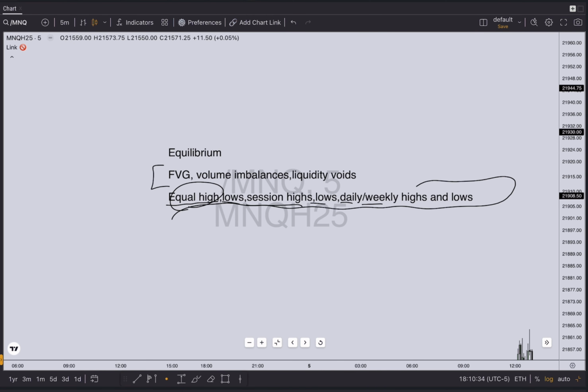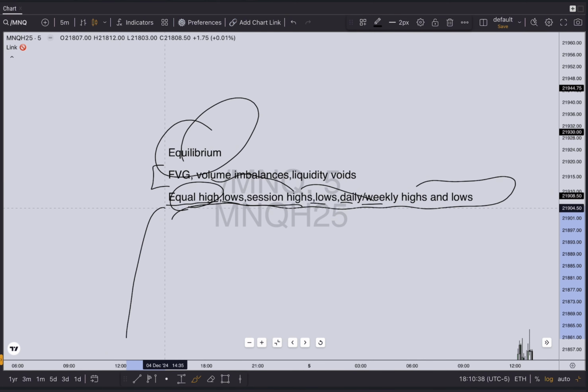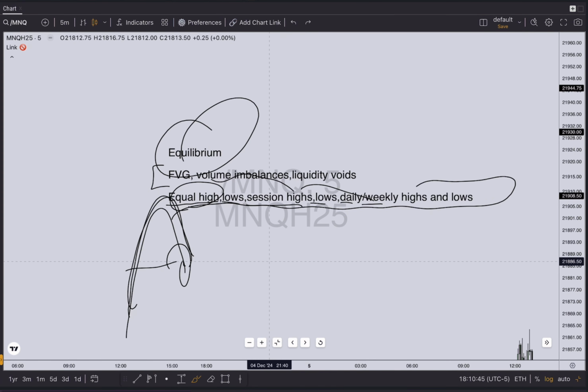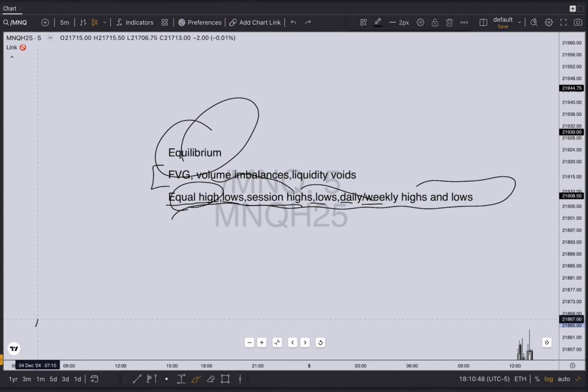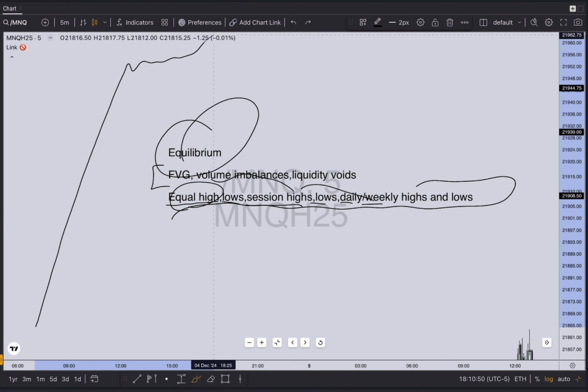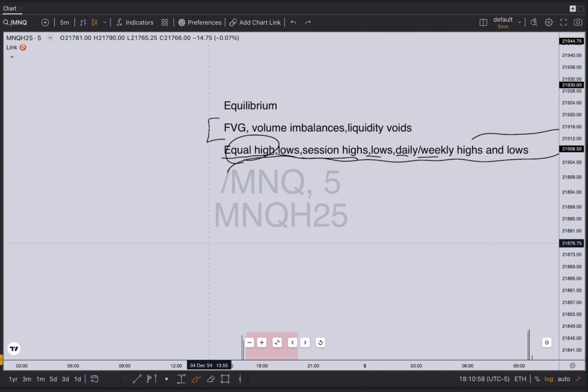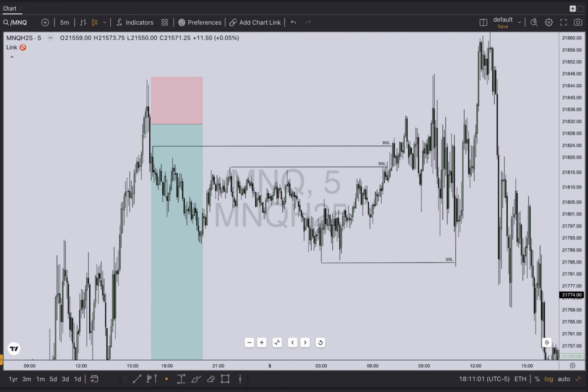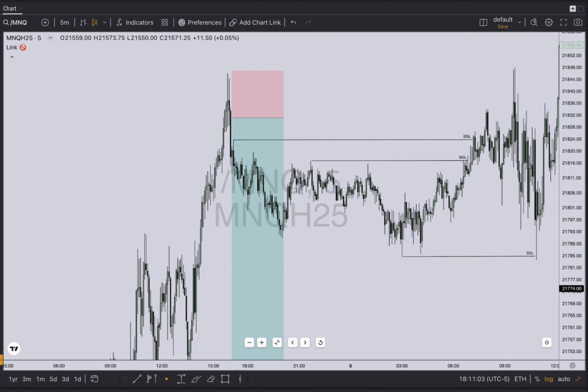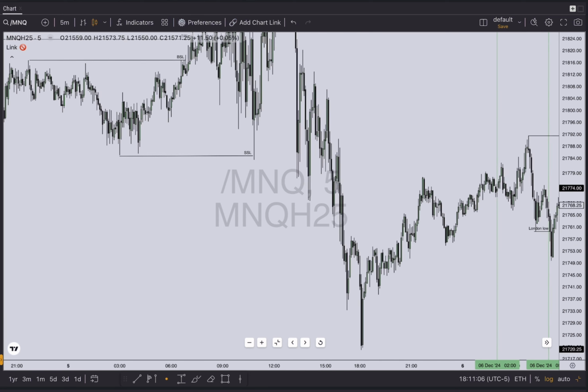So fair value gaps, volume imbalances, liquidity voids, and then equilibrium, which is basically the midpoint of a price range. Price will want to rebalance. It's part of rebalancing. Price rebalances the movement. You won't see a market just move up like this and continue to move up. It will eventually come and fill all these inefficiencies, or at least to midpoint, right? The markets are efficient in their movement. So that's the first form. We got equal highs, equal lows, swing highs and swing lows for liquidity.